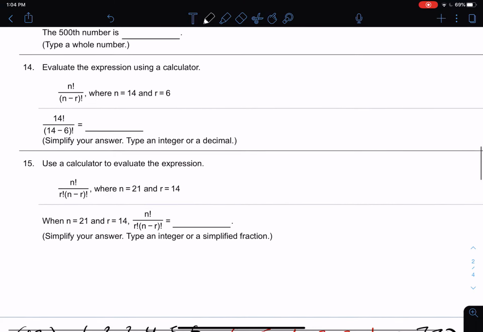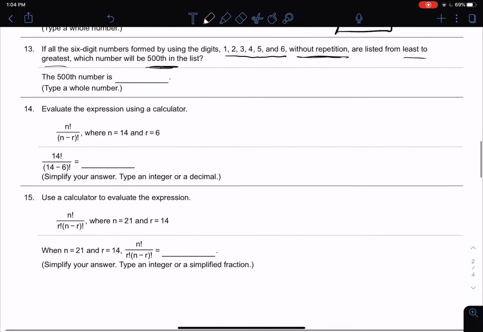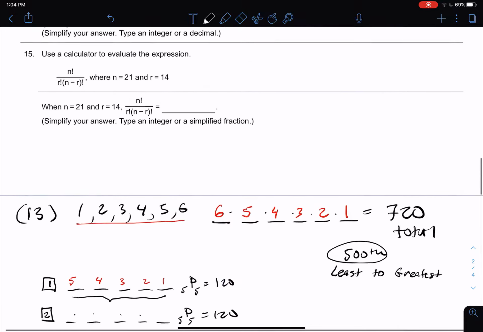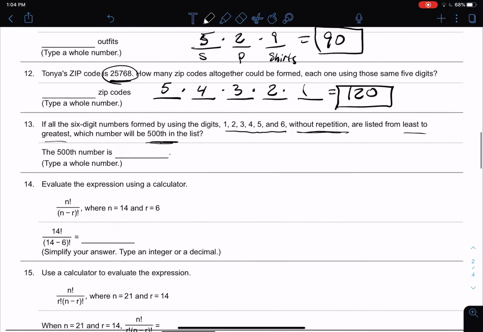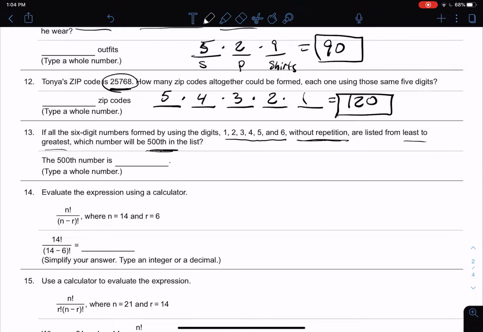Let me see if I can shrink this down. There we go. Wait, what was the answer again? Let me just write it down here. Doing all that work, we end up getting an answer of 5, 1, 6, 2, 4, 3. I think a lot of people got everything else right on that section except for maybe that one problem. So now you can go back and do that one and get your 100% on 10.2.